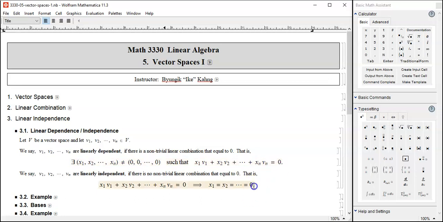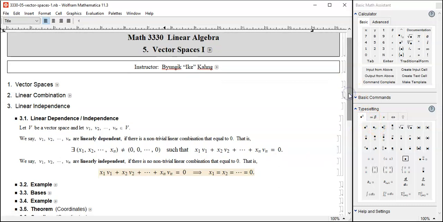Now, linearly independent means linear combination 0, then all coefficients 0, and vice versa. Otherwise, non-zero.